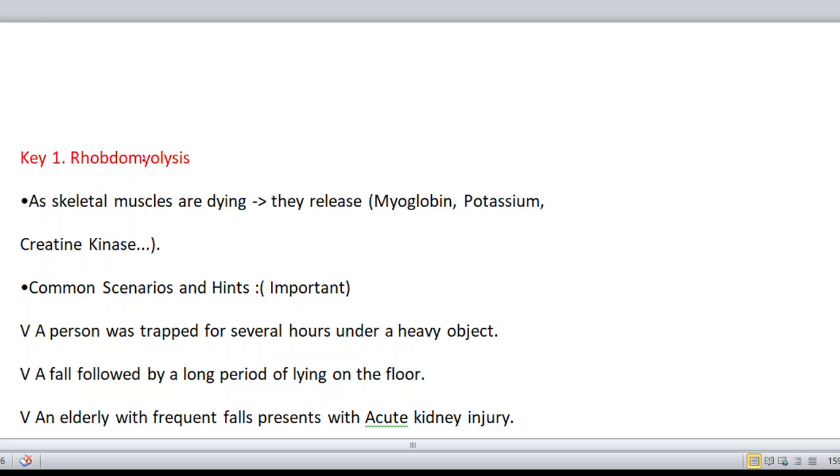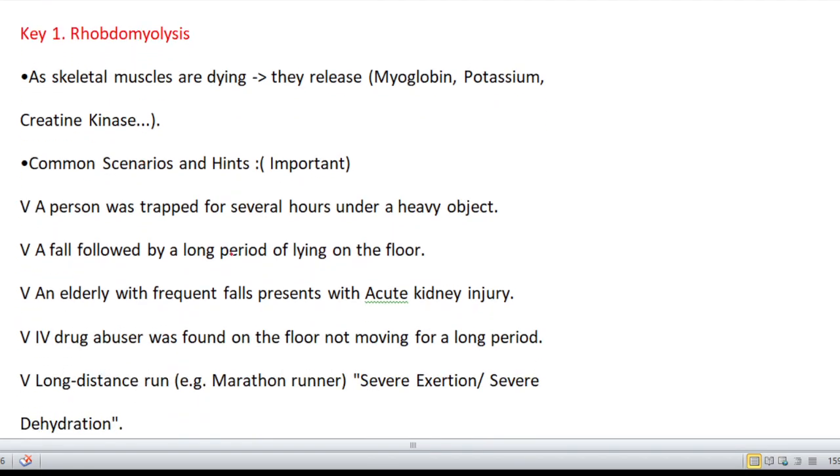Common scenarios and hints: a person was trapped for several hours under a heavy object; a fall followed by a long period of lying on the floor; an elderly patient with frequent falls presents with acute kidney injury.